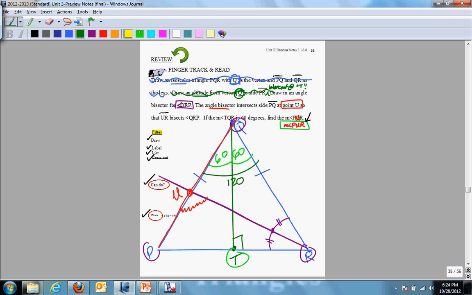These two base angles have to be congruent. Angle P and angle R have to be congruent. You take 120 away from 180, you're going to get 60 divided by 2, and each of these must therefore be 30 degrees, which makes this cut in half is going to be.